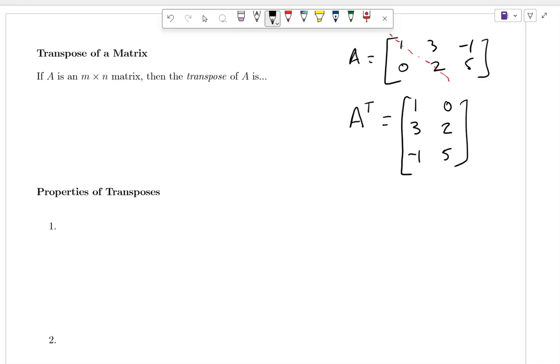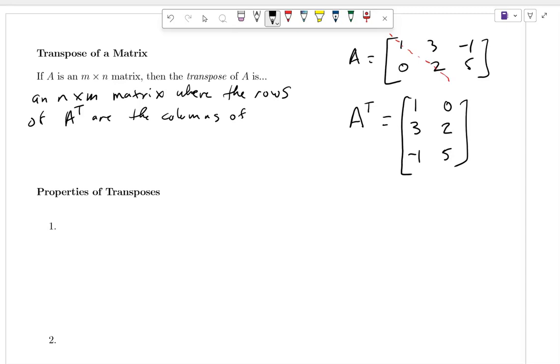So when we do the transpose of A, what we mean is it's an n by m matrix where the rows of A transpose are the columns of the original, and vice versa. Since we're flipping rows and columns, it also flips your dimensions around. So if you start with a 2 by 3, you end with a 3 by 2, which is what we see over there.